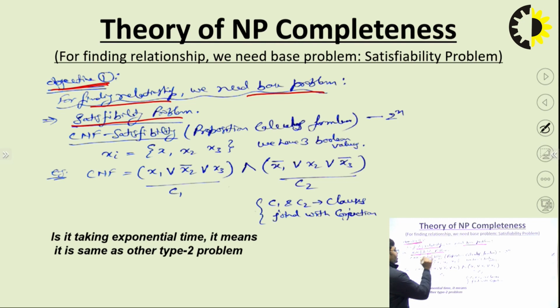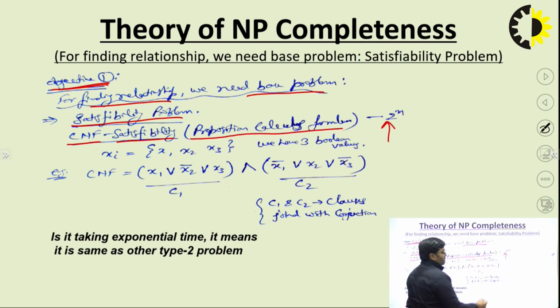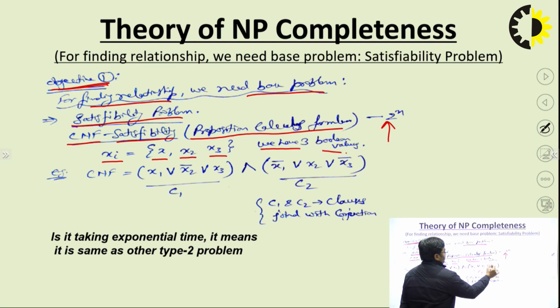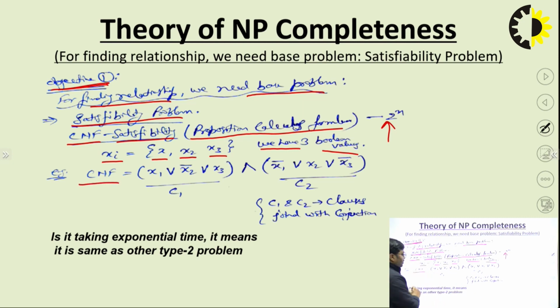We are talking about the satisfiability problem. The conjunctive normal form satisfiability problem is the full name of this problem, which takes a propositional calculus formula and takes time 2 raised to power n, where the xi elements are x1, x2, x3, means we have 3 Boolean values. The conjunctive normal form has clauses C1 and C2, which are joined with the conjunction. Here conjunction is and.